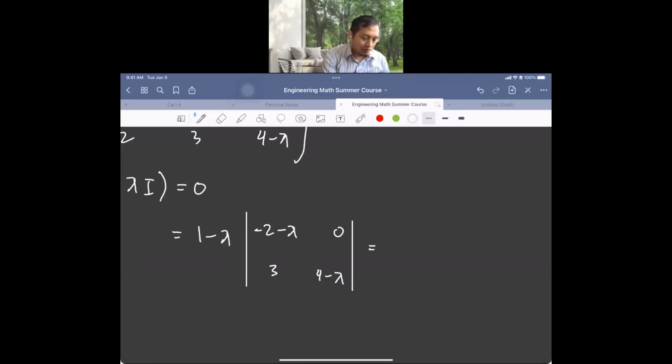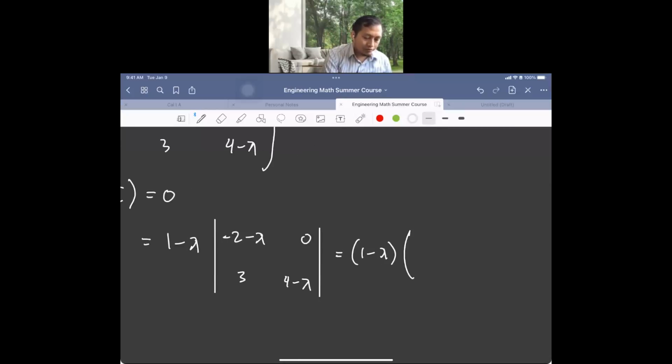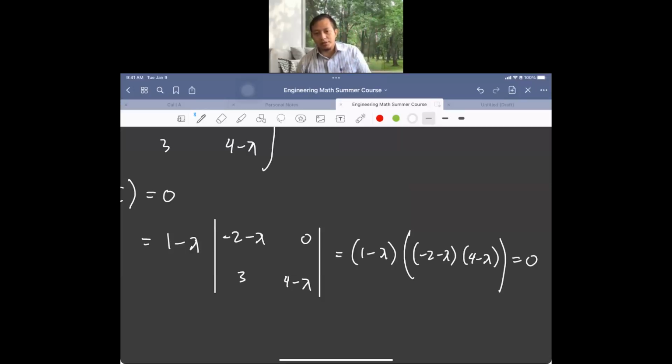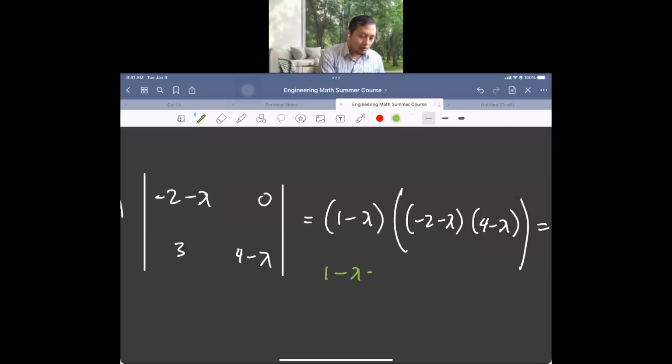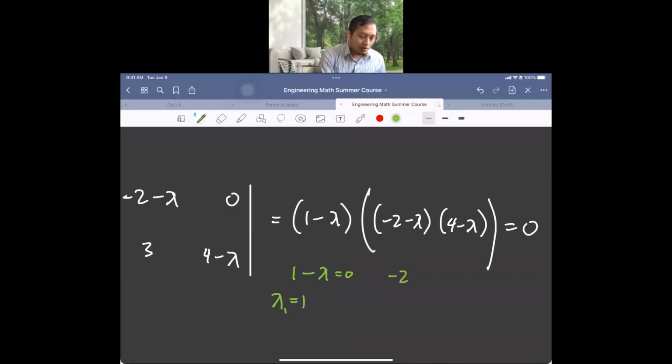So we can multiply 1 minus lambda and -2 minus lambda and 4 minus lambda is equal to 0. So we don't need to multiply at all. We already have these as solutions, right? So the first eigenvalue: 1 minus lambda is 0, so lambda will be 1. So let's say eigenvalue 1.